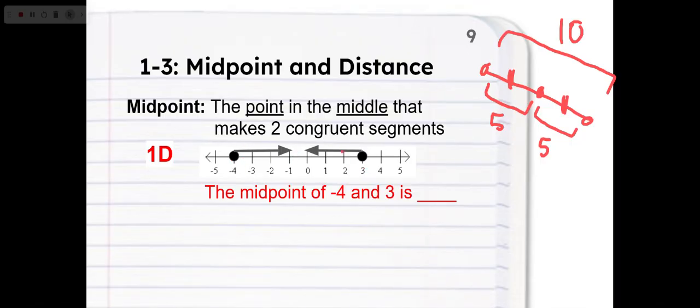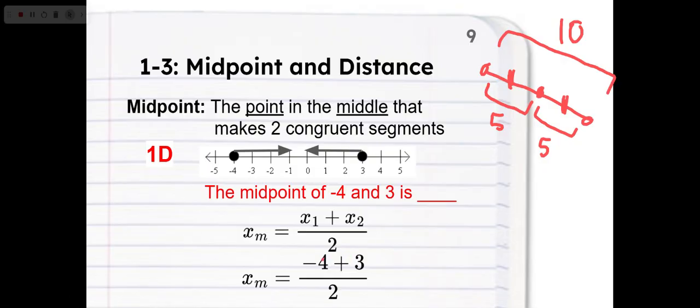But the numbers I give you aren't always going to be small, so we want to make sure we can use a formula. And the formula we're going to use for midpoint in one dimension is xm, meaning x midpoint, equals x1 plus x2, so our two endpoint values, and then we're going to divide them by 2. So basically we're averaging our endpoint values. I'm going to plug in -4 for my left endpoint and 3 for my right endpoint. And then if you need a calculator, you can type this in the calculator. If you can do this in your head, that's great also. So -4 plus 3 is -1 over 2.